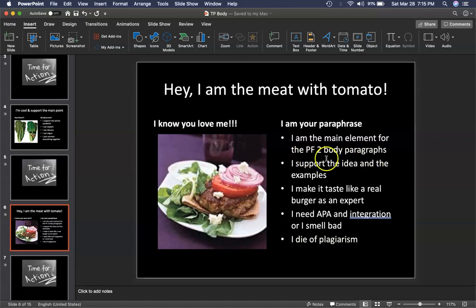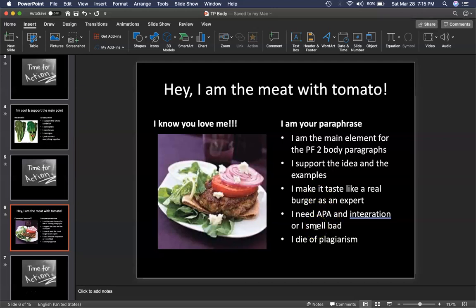So this is the main element. This is a very important part of your paper, as you can see. It supports the sandwich. It supports the idea and the example. So the role of the paraphrase is to support the information before it. We'll go back and look at it. It makes it taste like a real burger as an expert.